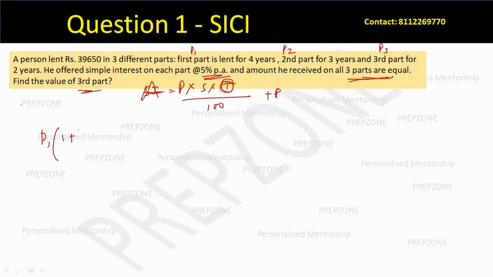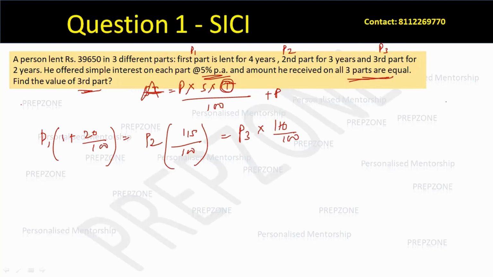R is 5 and time period is 4. So it is 5 into 4, 20 by 100. Okay, then P2 into 1 plus 5 into 3, 15, 115 by 100. Okay, then P3 into, it is 2 years, 5 into 2, 10, so it is 1.1, which is 110 by 100. This is what we get. And what is given to me is कि जो 3 parts divide करें उनका सम कितना होना चाहिए, which is P1 plus P2 plus P3 should be equals to what? So it should be equals to 39,650.